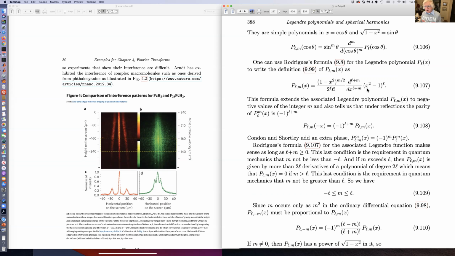When you let x go to minus x, x squared doesn't change, but we have L plus m derivatives, and we learned back in chapter 6 that derivatives have parity minus 1. So the parity of the associated Legendre polynomial P_L^M is minus 1 to the L plus m. And this, of course, occurs all the time in atomic physics and leads to selection rules.